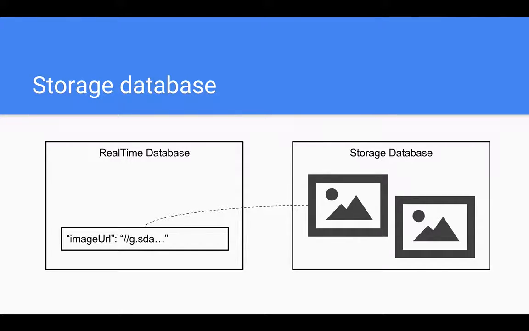So if we want to send a picture, we want to store it on the storage database. Once we store our picture, we get a reference to that picture, which we can put in our real-time database because it's just a reference, which is a string. And on client-side code, we can detect this reference and then make a connection using that URL and download the picture from that URL.